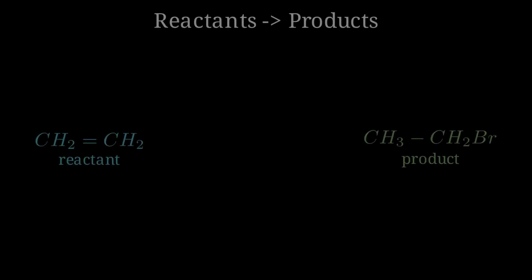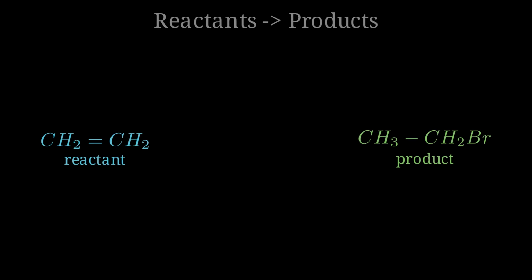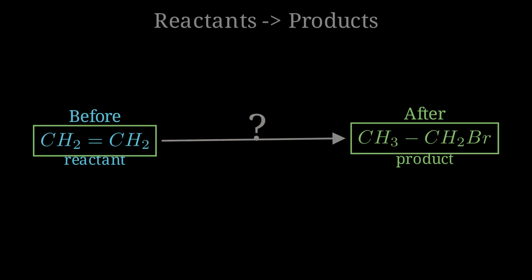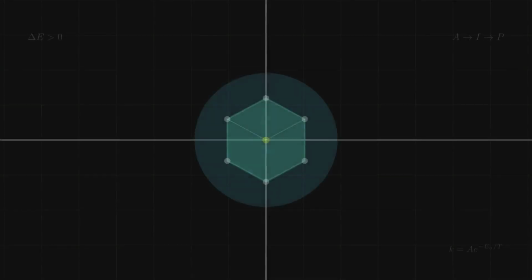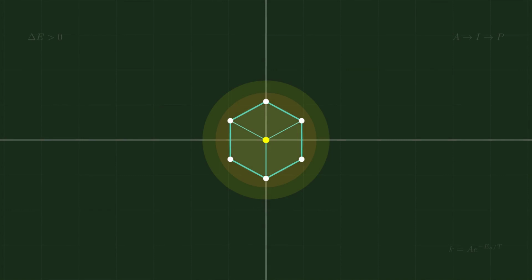In the world of organic chemistry, we spend a lot of time looking at the before and after, the reactants and the products. We draw arrows connecting them as if the transformation happens in a single magical leap. But nature rarely works in leaps. Between the stable molecules we start with and the stable molecules we finish with, there exists a hidden world of reaction intermediates. These are the ghosts of the chemical world.